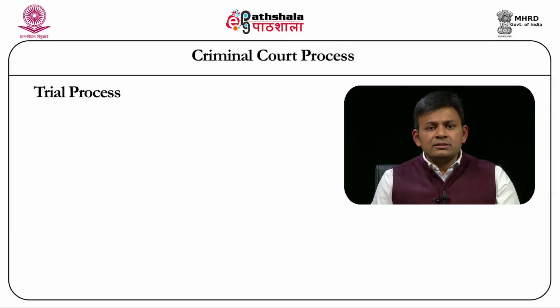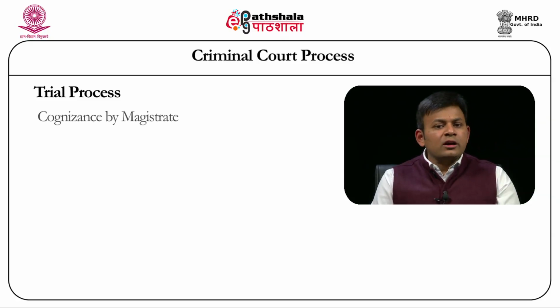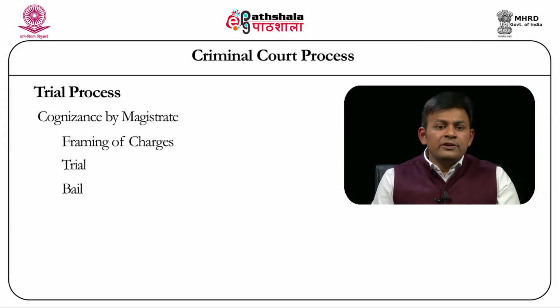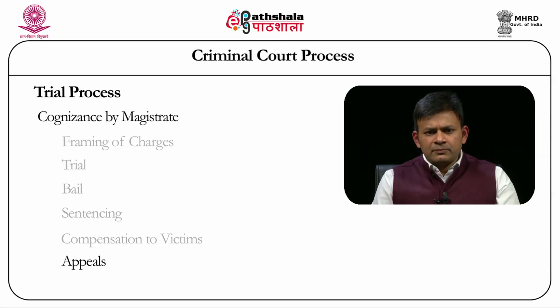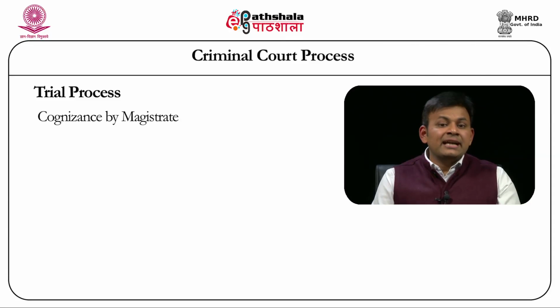The trial process can be studied under the following categories. Number 1, cognizance by magistrate. Second, framing of charges. Third, trial. Fourth, bail. Fifth, sentencing, compensation to victims and appeals. Let's take the first stage, that is cognizance by magistrate.